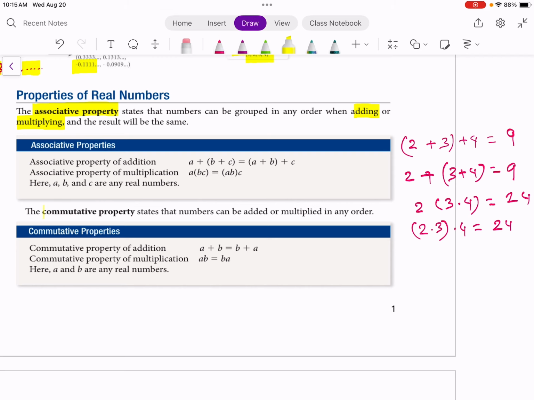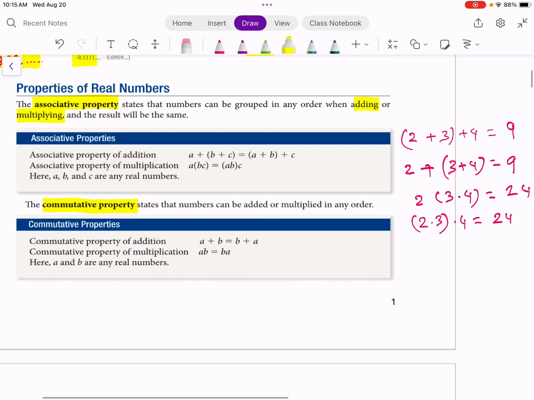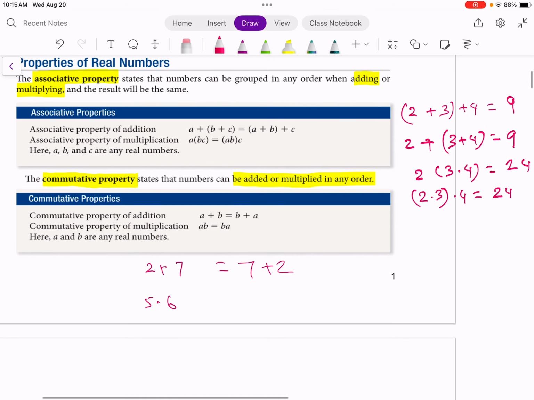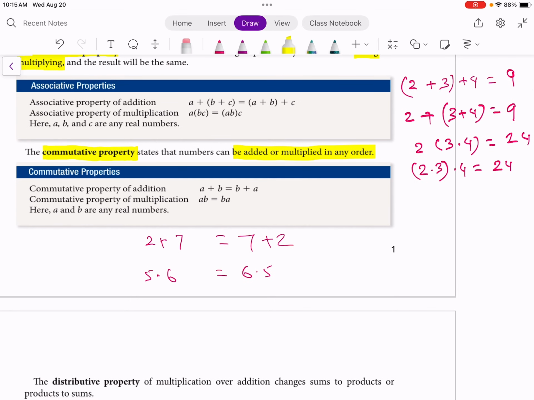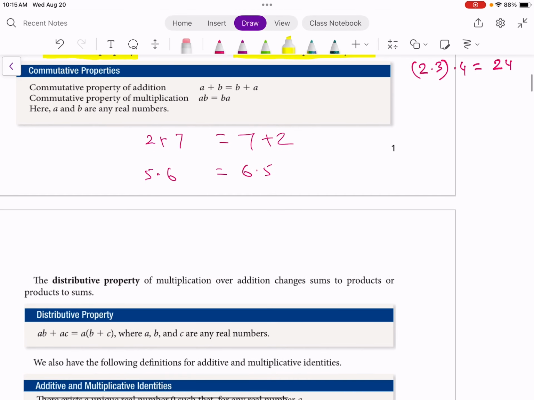The next property we have is the commutative property, and it tells us that we can add our numbers in any order. That means 2 plus 7 is the same as 7 plus 2. Do you all agree? In a similar way, 5 times 6 is the same as 6 times 5. If you switch the position of the numbers while you are adding or multiplying, the result is always the same. Okay, so this is about the commutative property. Now let's go to the next property, and we have the distributive property.